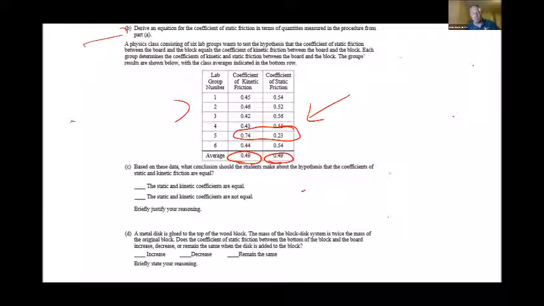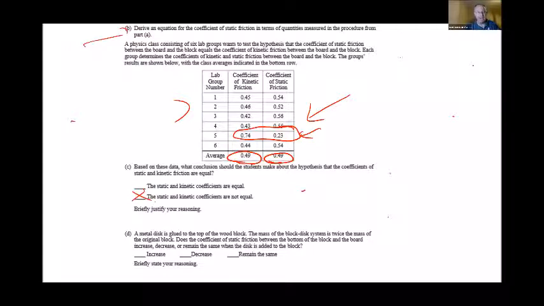Everybody else is close. If you averaged 1 through 4 and 6 together, you'd get about probably 0.44 or so for kinetic friction. And if you average the coefficient of static ones together, you'd probably get about 0.54, maybe somewhere in that neighborhood. They're all really close, but these guys did something wrong. So my answer here would be number 1. These guys are not equal.